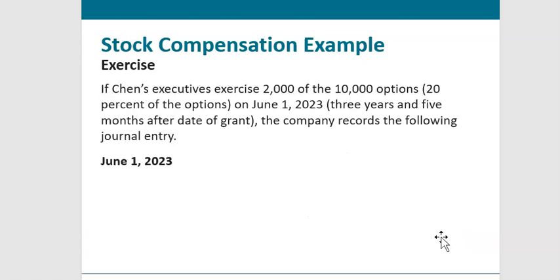How about if the options are exercised? If Chen's executives exercise 2,000 of the 10,000 options, so 20% of the total amount that was granted, on June 1st, 2023, 3 years and 5 months after the date of grant, the company records what journal entry?